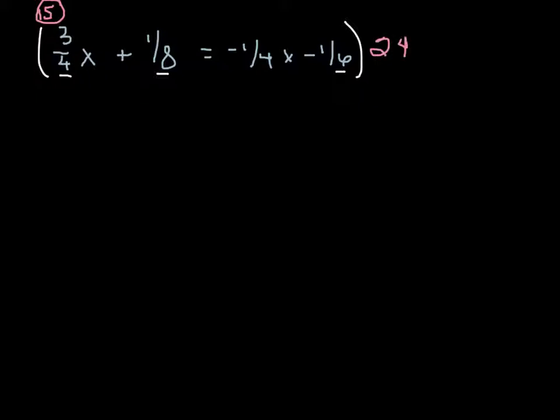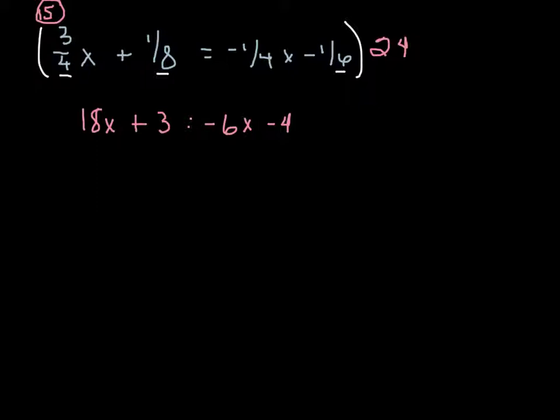So if I multiply everything by 24, I'm going to get 3/4 times 24 would be 18x. 1/8 times 24 would be 3. Negative 1/4 times 24 would be negative 6x. And then negative 1/6 times 24 would be negative 4.